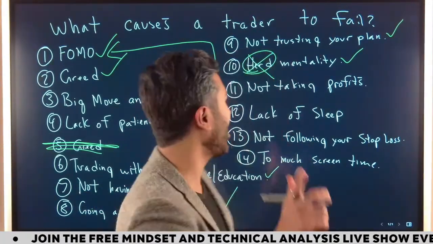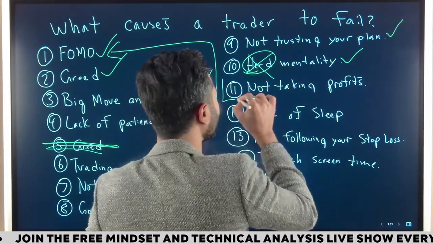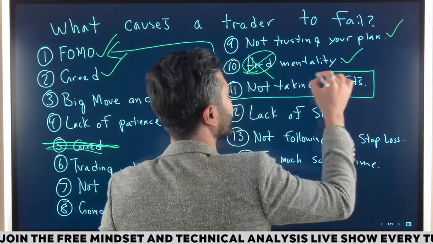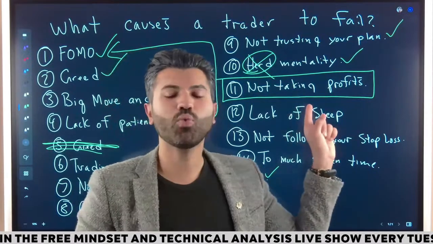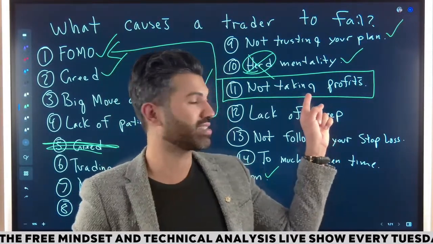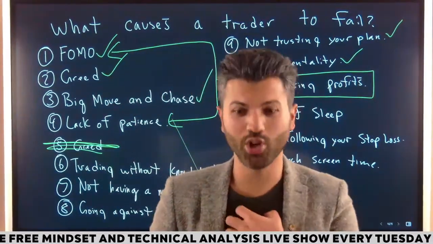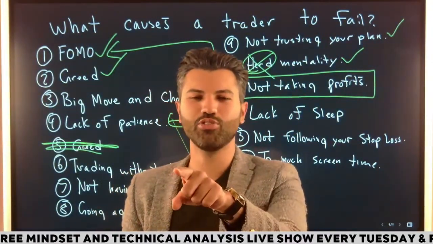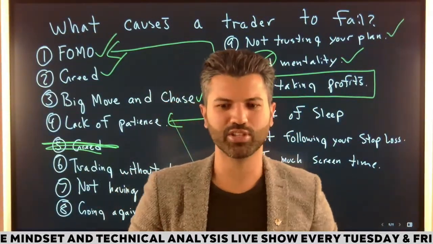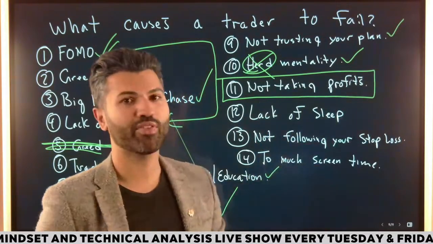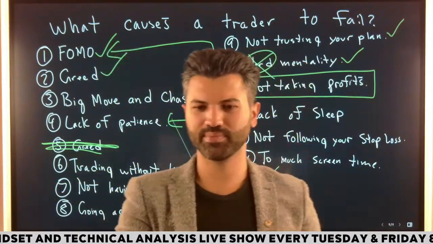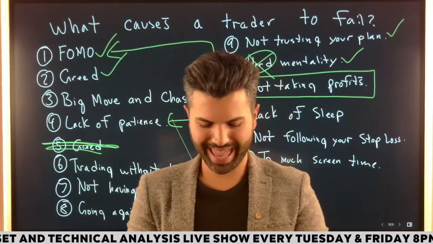Write them down. Everyone in the comments. Tell me why you are not taking profits. I know the two main reasons why you're not. Let me see what you think you know. I want to know what you think. Go, write them down in the comments. Not taking profits. Why do you think you're not taking them? Go. Let's go. Answer it.